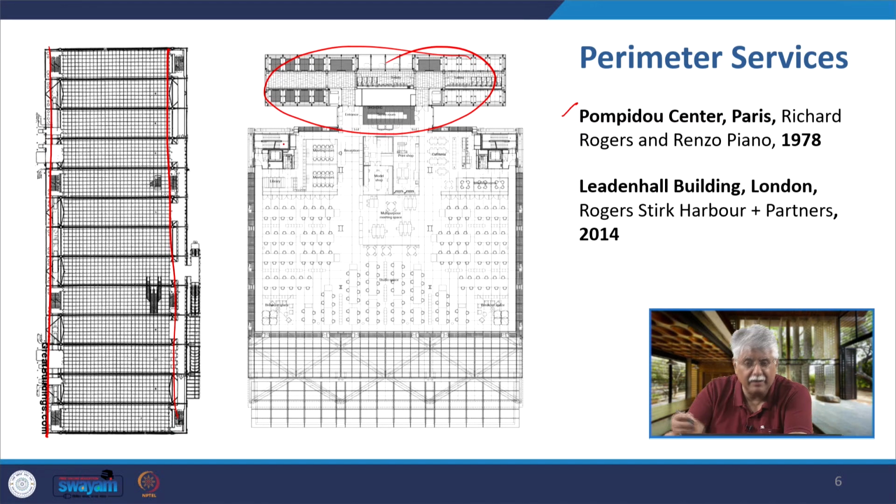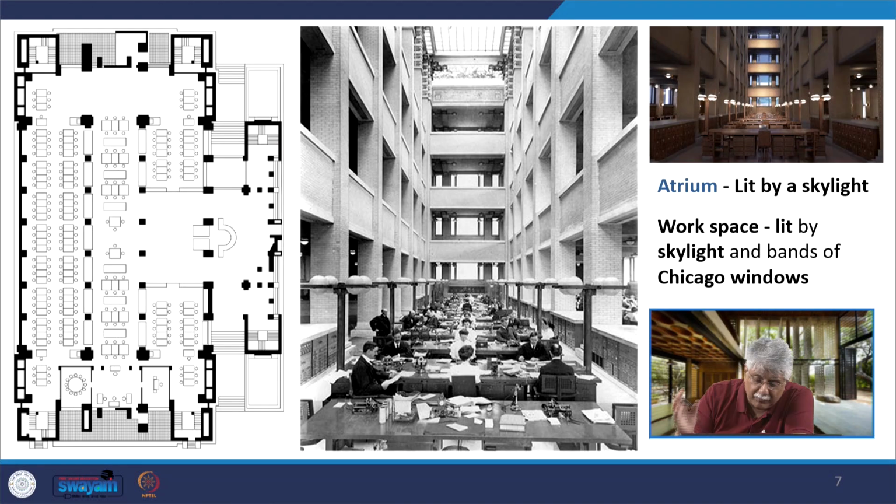So on one side of the building, the atrium is lit up by light, the workspace is lit up by the skylight from above, and there are these bands of Chicago windows on the side from where the light filters through into the building.